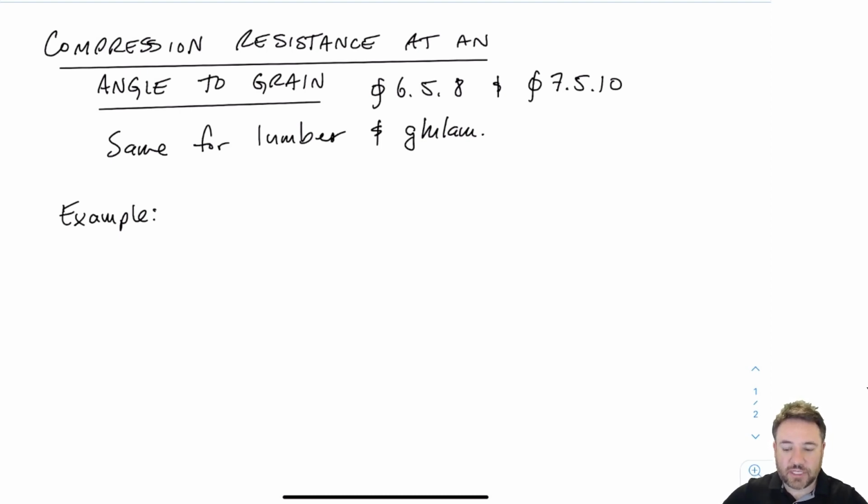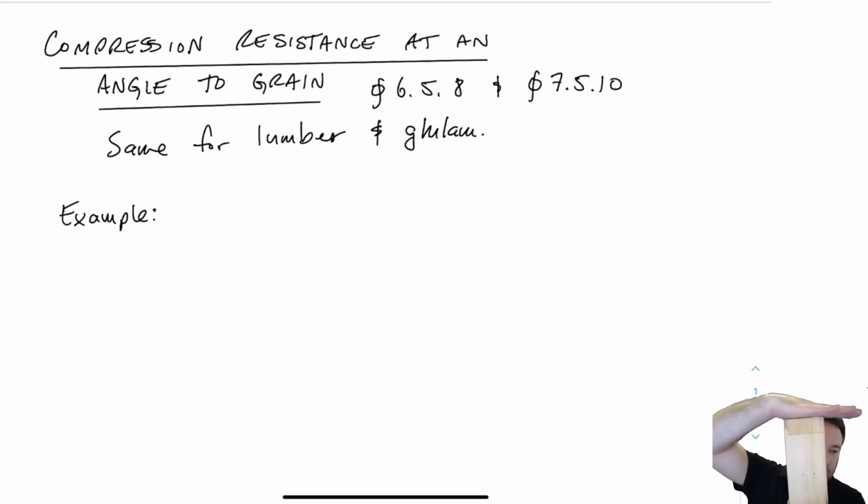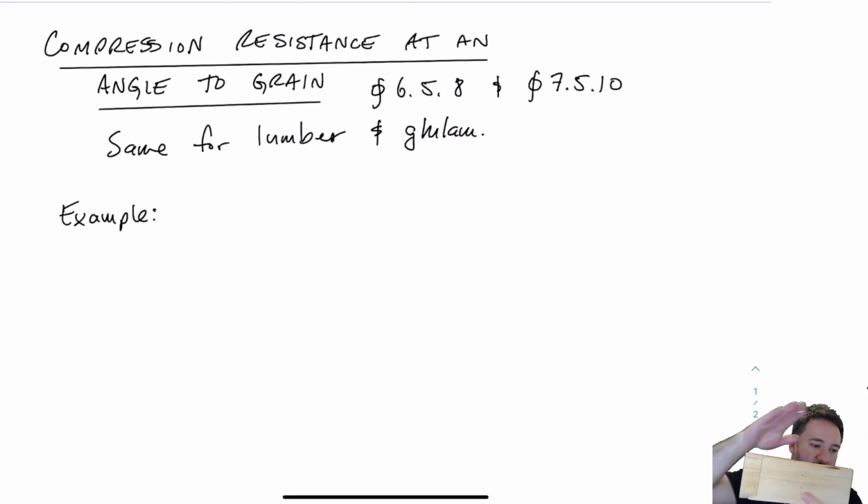So far we have looked at how to find the compression resistance of a piece of wood where the load is applied in the same direction, parallel to the grain. Separately, we've looked at how to find the resistance of a piece of wood with the load perpendicular to the grain. So if this is the grain, if I apply the load this way, or this way, I have a bearing strength that I need to calculate.